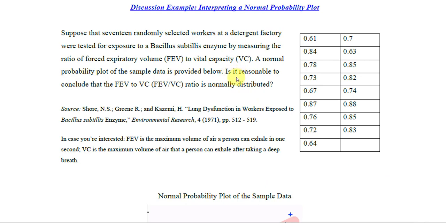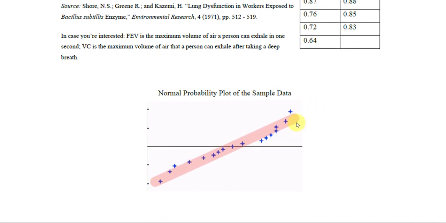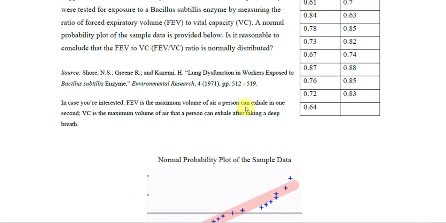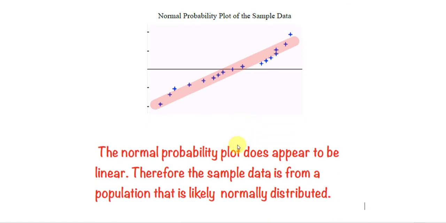So they ask you, is it reasonable to conclude that the FEV to VC ratio is normally distributed or not? Again, you plot them on the normal probability plot. Then you see that it has a linear pattern. You can see that it's approximately linear. So the normal probability plot does appear to be linear, and therefore the sample data is from a population that is likely to be normally distributed. So it's a good way to check.